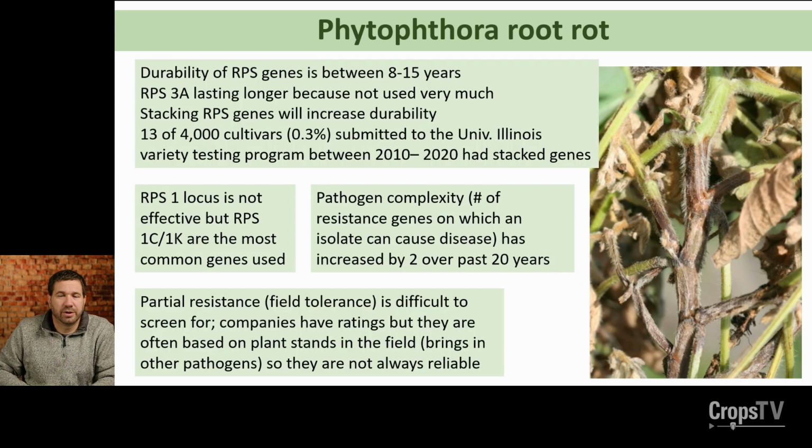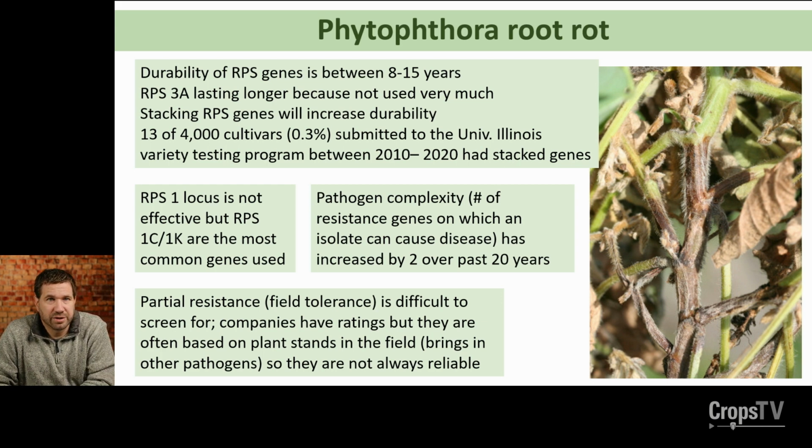All right, so here's some of the other nuggets out of these three papers. The durability of RPS genes is estimated to be between 8 and 15 years. The RPS 3A is lasting a little bit longer, and you can go back to that previous slide and you can see why. It's not used very much. And so the fact that we're not really putting a lot of selection pressure on that 3A gene means that it is lasting a little bit longer, but it's not being used.